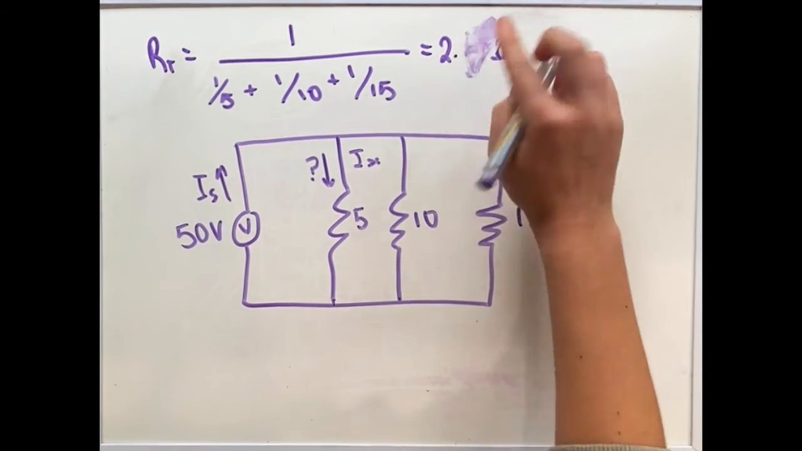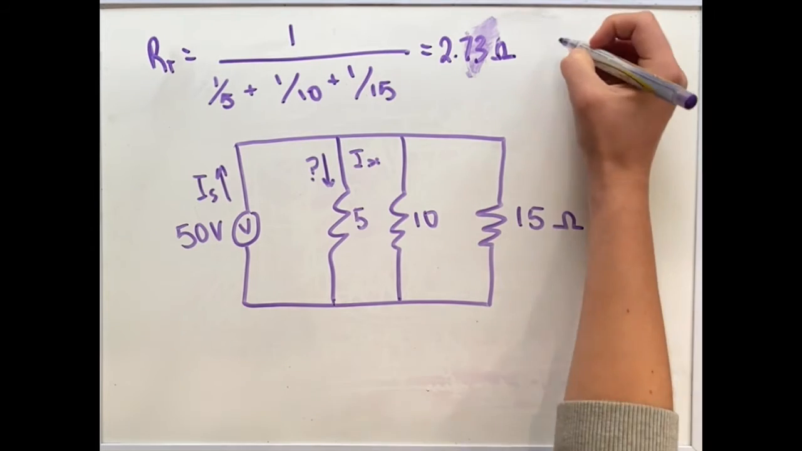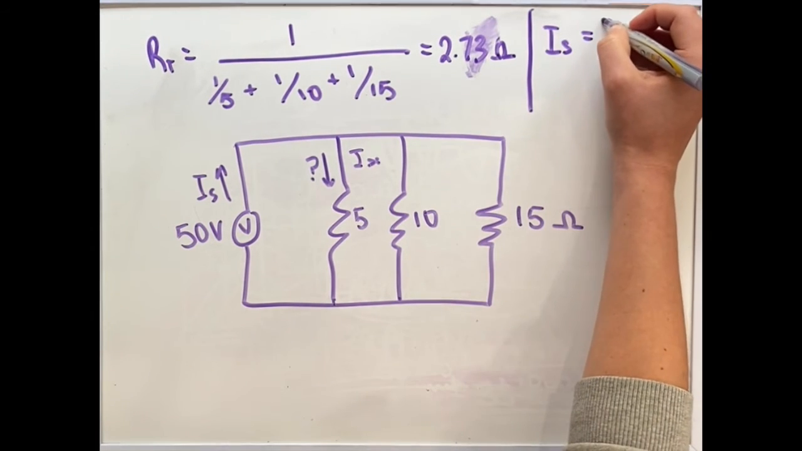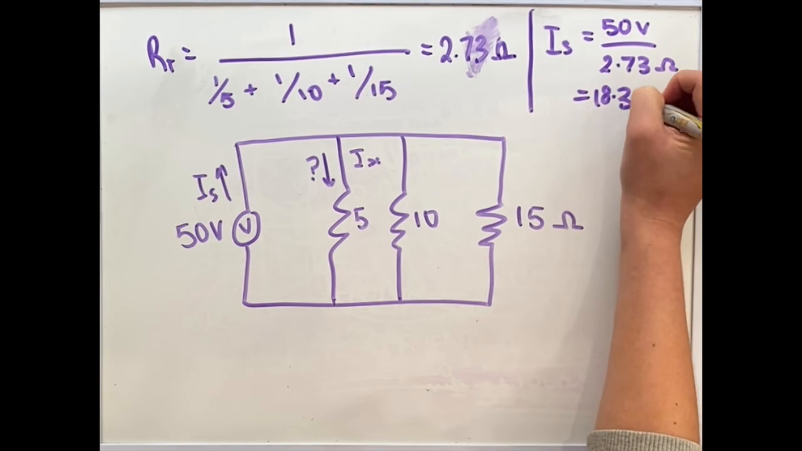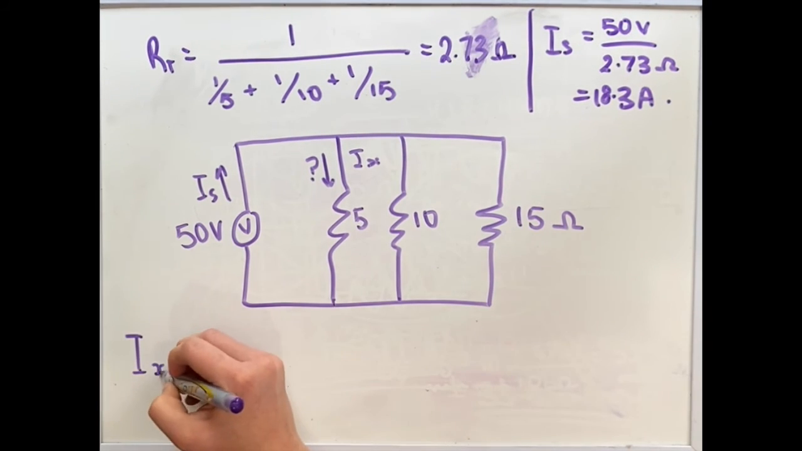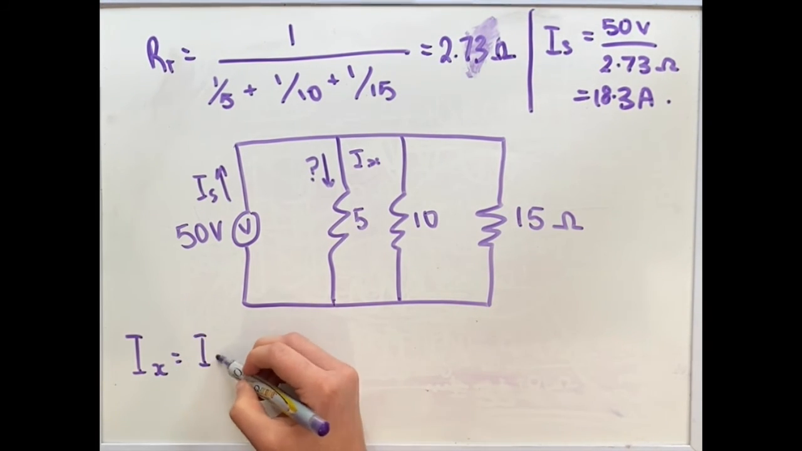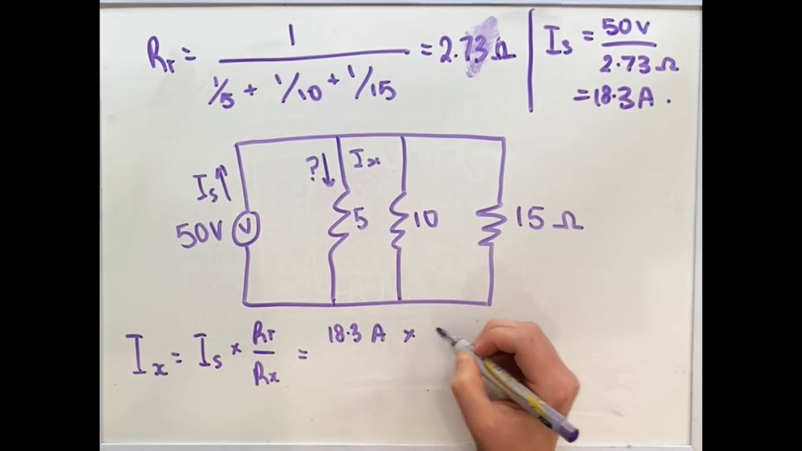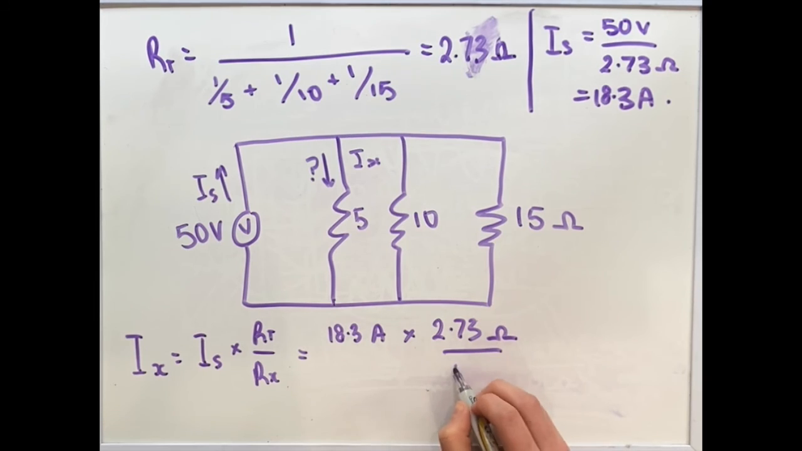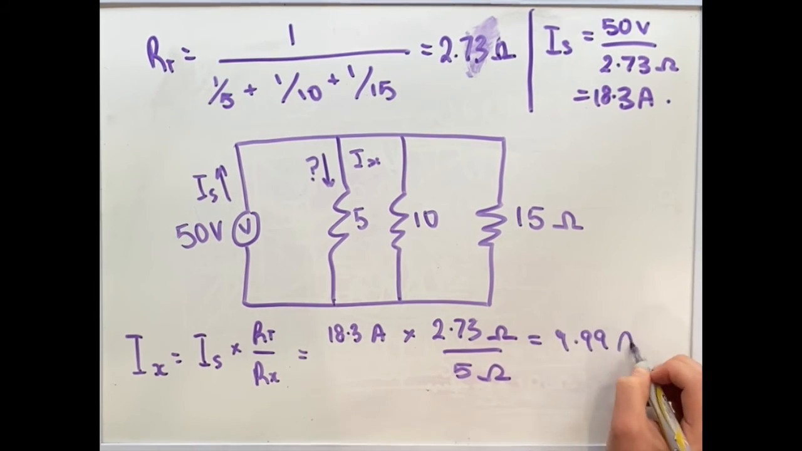Then, using Ohm's law, we can find the source current to be the source voltage divided by the total resistance, which gives approximately 18.3 amps. Finally, use the current divider rule to find the first branch current, which gives 18.3 amps times 2.73 ohms over 5 ohms. And this equals 9.99 amps, all done.